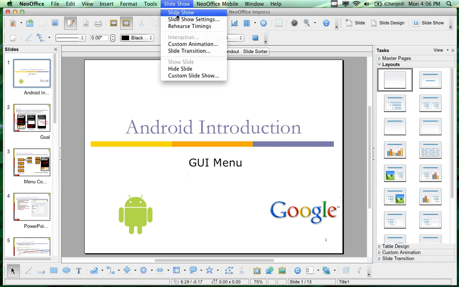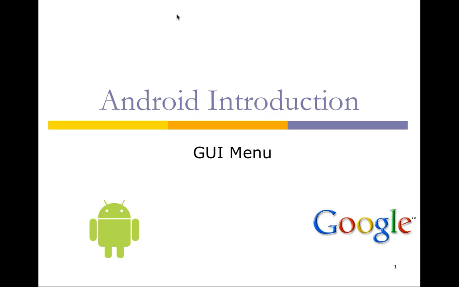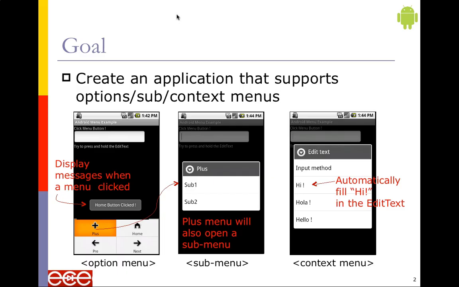13 slides, not too bad. This is good prep for you. And then during the week, I'll be putting these up on the website, and then I'll basically show them to you next week, which ones I have up there, so you can go through which ones you've missed when you haven't been here. Creating applications that support options, subs, and context menus.